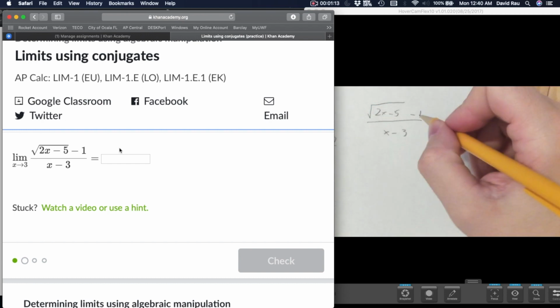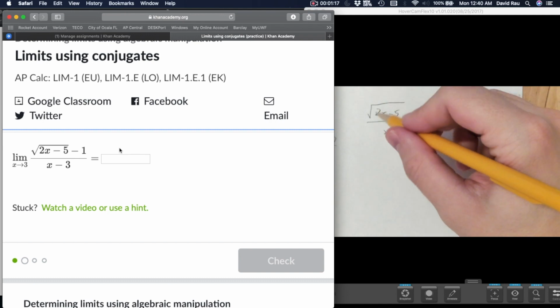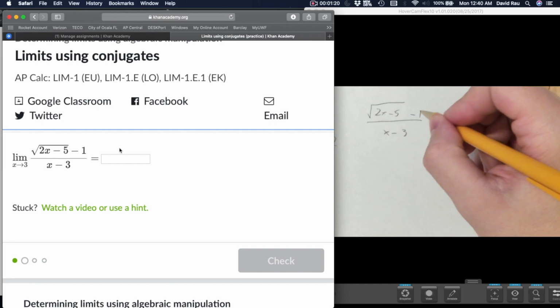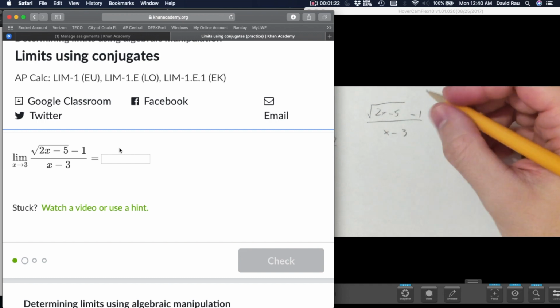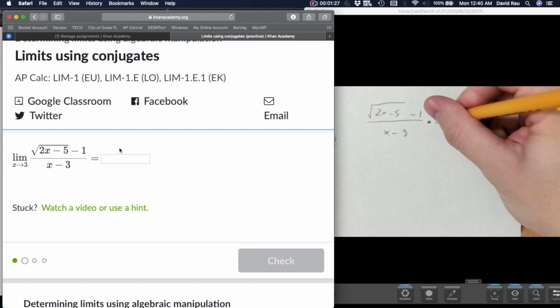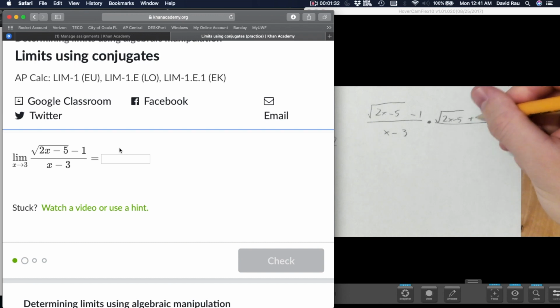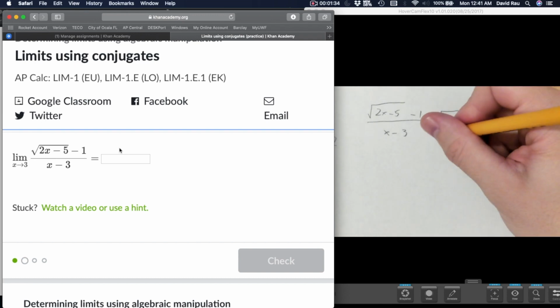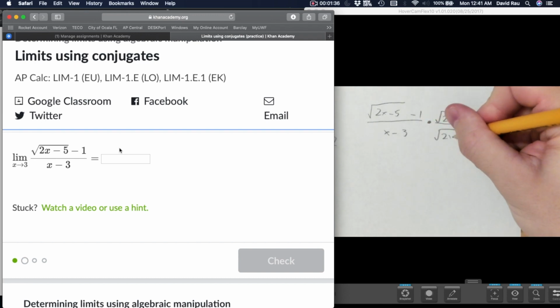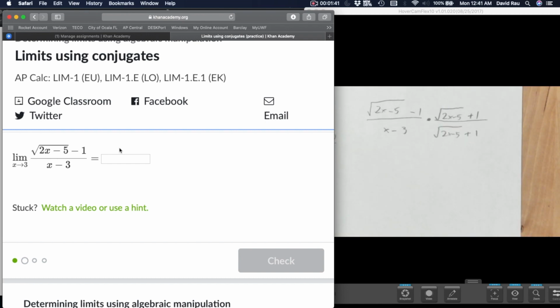So this numerator has square root of 2x minus 5 minus 1. So the first part of the numerator is this whole square root. The second part is the 1. They're separated by a minus. And we're going to multiply both parts by the conjugate of that term, which is square root of 2x minus 5 plus 1. We're switching the sign in between. That's what a conjugate does. And I'm going to FOIL this out underneath.